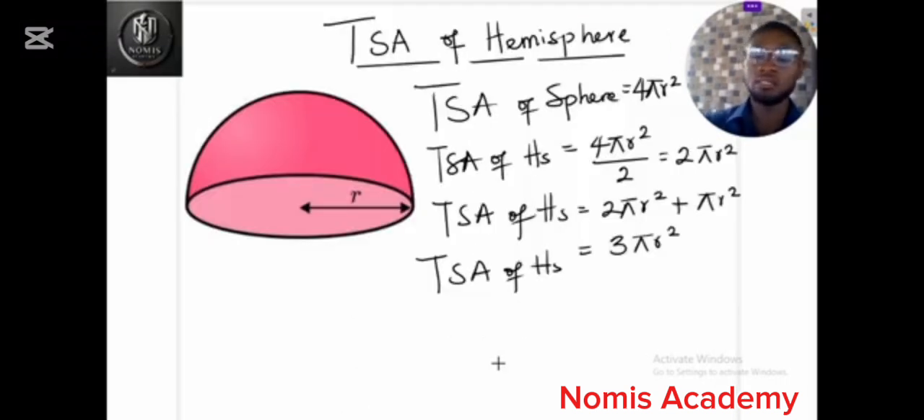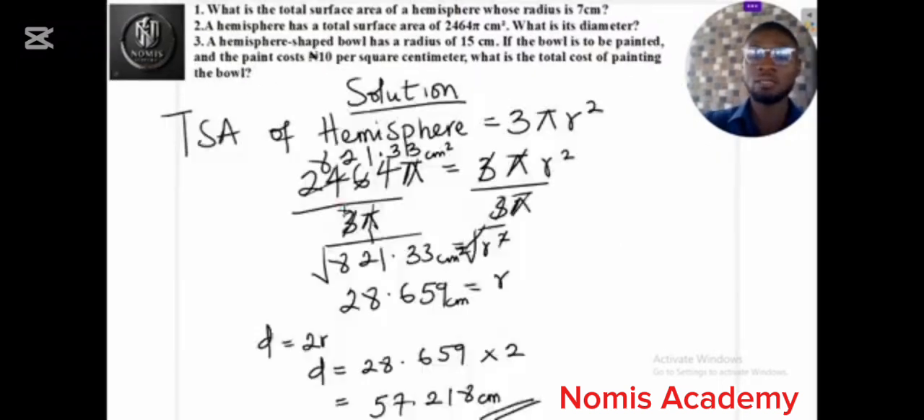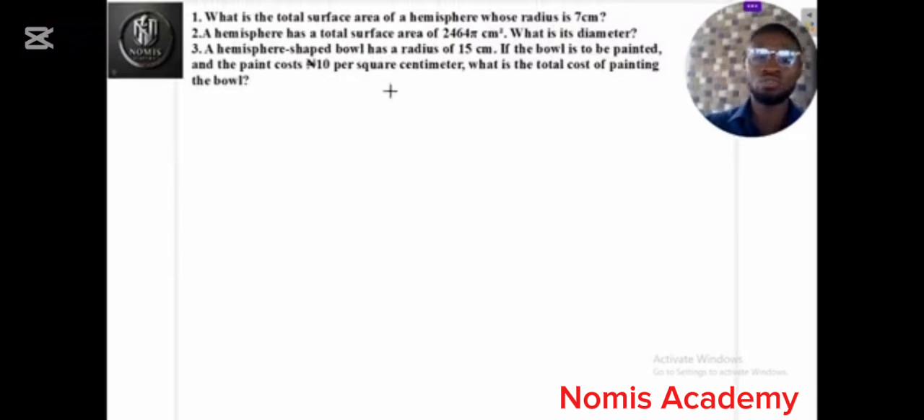When I turn this shape upside down, it's just exactly like a bowl that you use at home to wash your hand while you want to take a swallow. So that is the bowl we are applying here now. Let's go into the solution; this bowl now has the shape of a hemisphere.